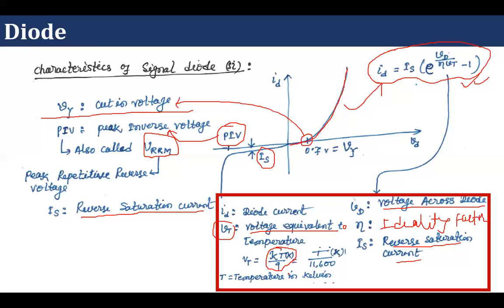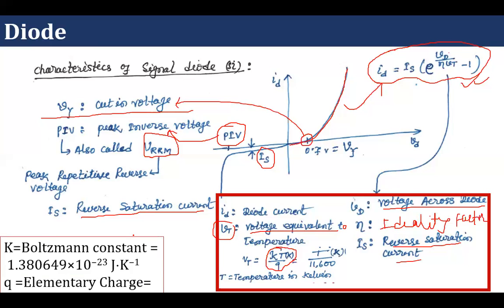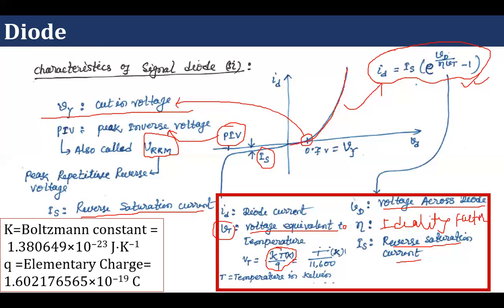Here T is the temperature in Kelvin, and we have two constants: k, which is known as the Boltzmann constant, with a value of 1.38 times 10 to the power minus 23, whereas q is the elementary charge, whose value is 1.602 times 10 to the power minus 19 coulomb.